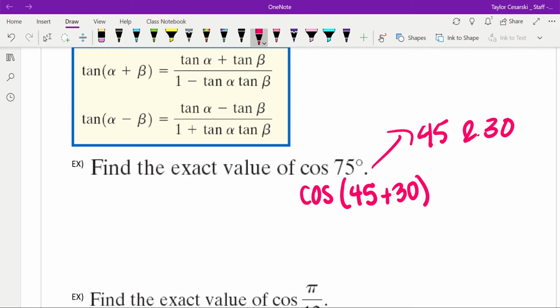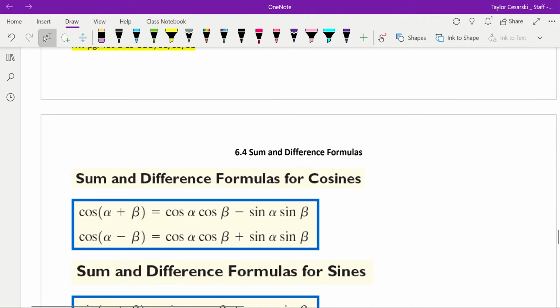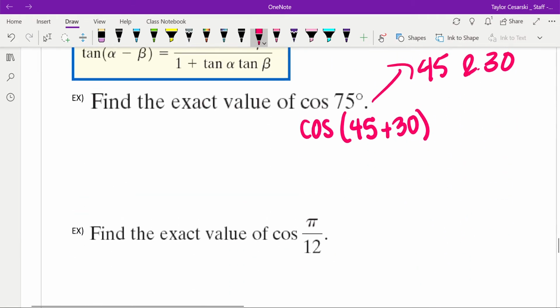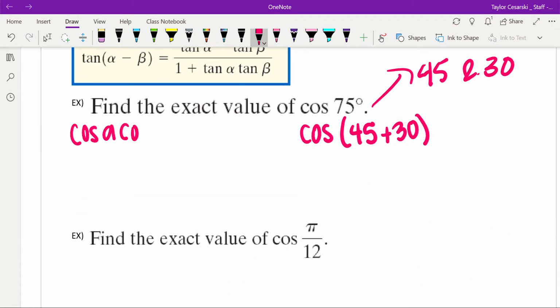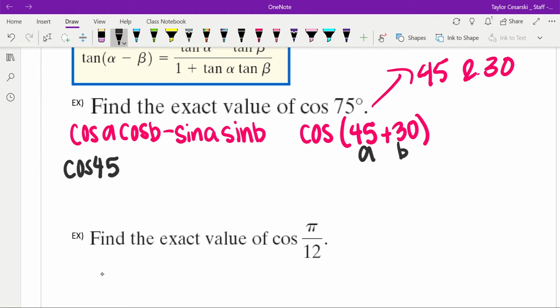Okay, all right, so therefore I'm going to use this first formula here, cosine of A plus B. So that means it's going to be cosine of A, cosine of B, minus sine of A, sine of B. Okay, it doesn't matter which one you call A, which one you call B, but keep it consistent. All right, so here we go. So we'll call this one A and this one B. So it's going to be cosine of 45, cosine of 30, minus sine of 45, sine of 30.